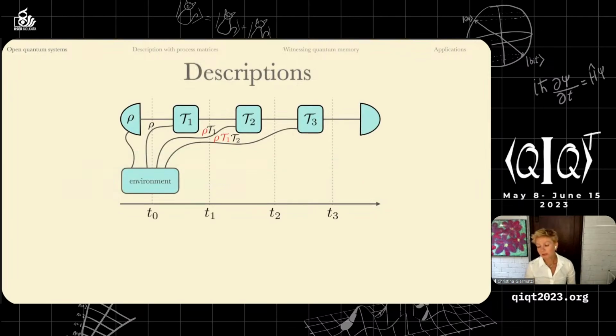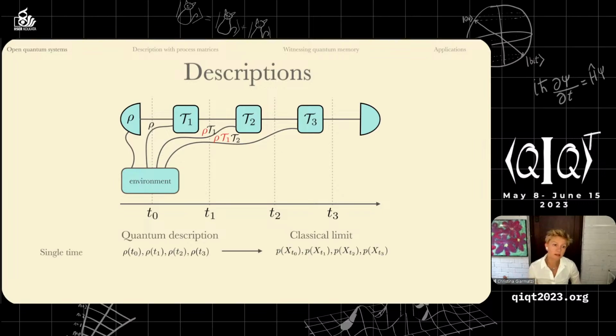So how do we describe these things? As you know, open quantum systems is a really massive field, and there's a lot being done to characterize these kinds of processes. And here I will show you a relatively new approach that was developed. A lot has been done about the classical description.